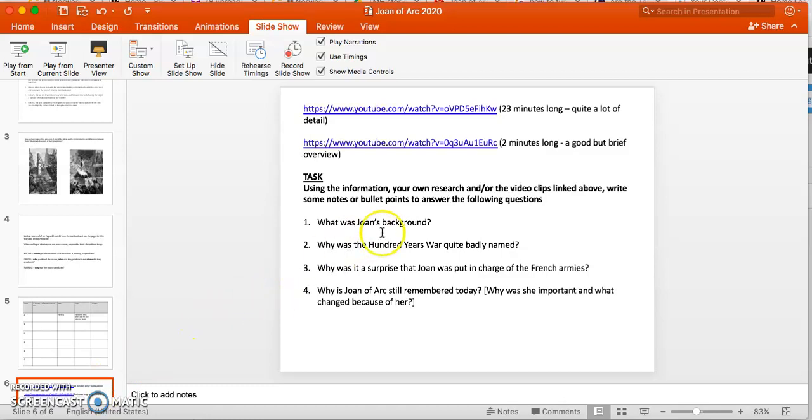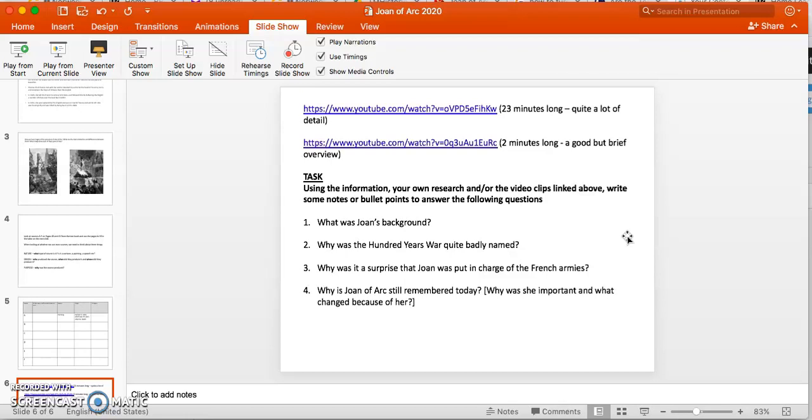Now, the next slide, using the information, your own research, or the video clips above, write some notes or some bullet points to answer the following questions. Make sure you're including examples. What was Joan's background? What was her family life like? What sort of job did her parents have? Whereabouts in France was she from? Why was the Hundred Years' War quite badly named? Well, I mentioned something about that earlier. You could scroll back and see what I said.